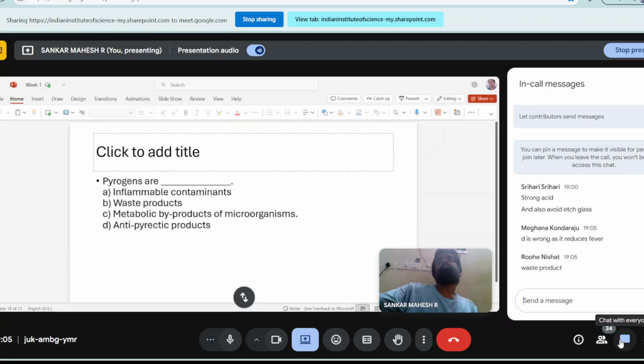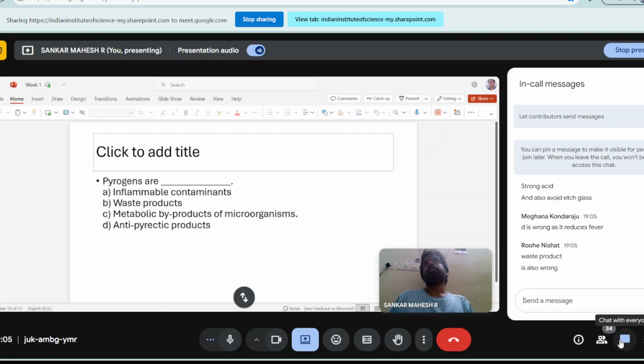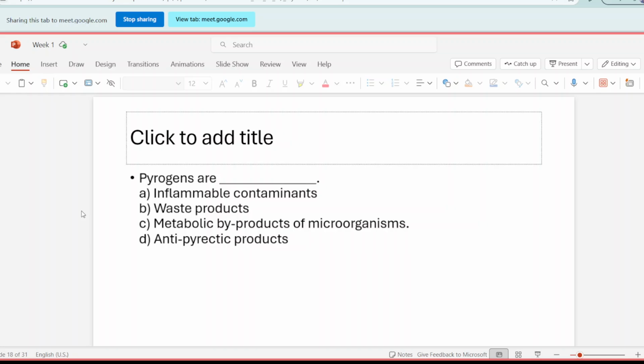So, in a microorganism, even if you kill it, there could be some proteins which could induce fever. Even if it is dead, there could be something specifically within the microorganisms that you don't have an immunity against, which could cause fever in you. So, here the right option would be metabolic byproducts of microorganisms. Anything to do with microorganisms.